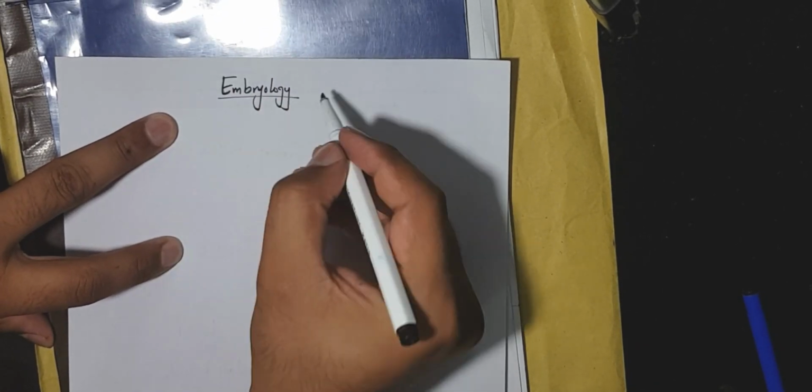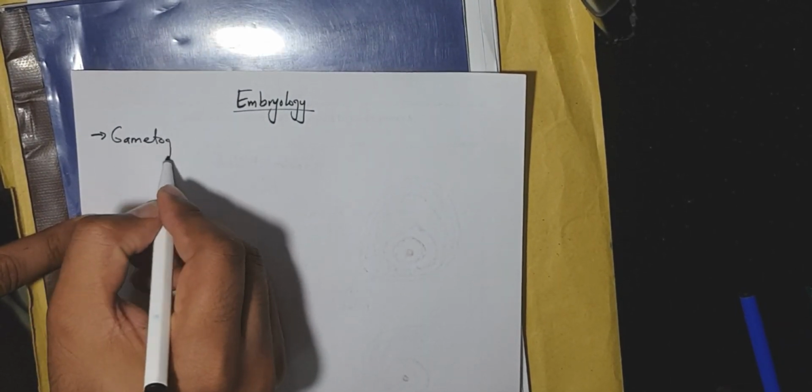Hello, students. We are going to start a new series of lectures from embryology, and in this chapter, we are going to start from gametogenesis. Gametogenesis, as you know, is of two types. The one in females is known as oogenesis, while the one in males is known as spermatogenesis. So, we are going to talk about these three topics in today's lectures.